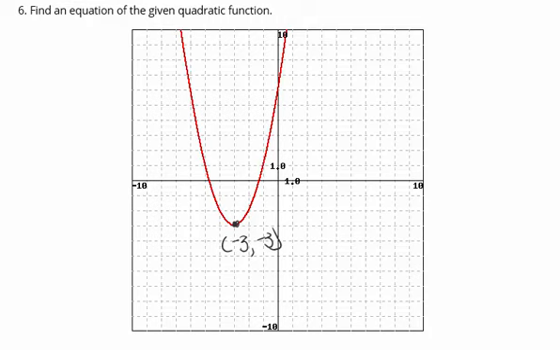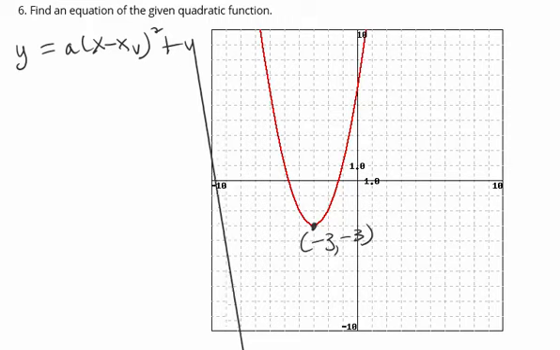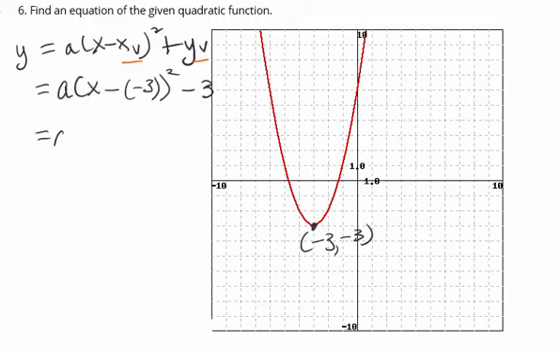And we can start to write the equation in vertex form as y equals a times x minus x sub v squared plus y sub v, and substitute that x and y coordinate in for x sub v and y sub v. And it becomes y is equal to a times x plus 3 squared, and then minus 3.